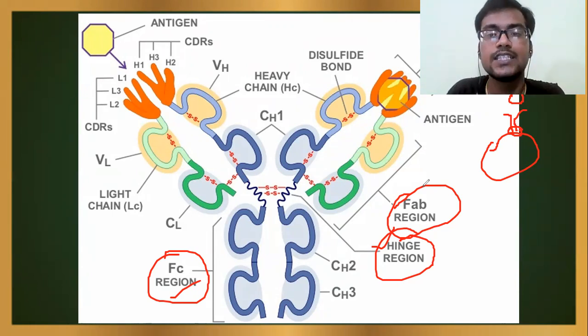This is a simple sentence: the epitope of the antigen binds to the paratope of the antibody. Paratope is the part of the antibody. Epitope is the part of the antigen.